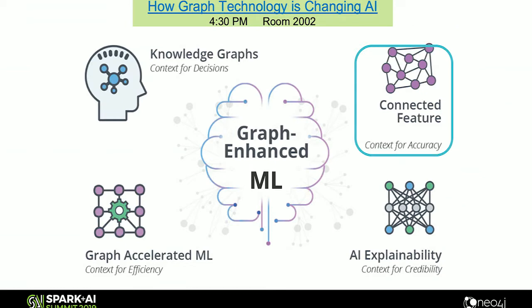If you're interested in graph-enhanced machine learning overall, there's a talk just shortly after this one at 4:30, room 202, where my colleagues will talk about all the different ways that graphs can enhance machine learning in general. What we're going to talk about is up and to the right, that's connected features, and how that can help with more context for accuracy, precision, and recall.